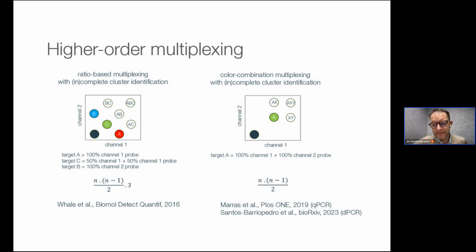I already talked about higher order multiplexing, where you can quantify more targets than you have fluorescent detection channels. Different strategies are possible to do so. You have amplitude-based multiplexing, but more recently you have ratio-based multiplexing, depicted on the left, which is beautifully summarized in Alexandra Whale's review paper in BDQ in 2016. And you have color combinations, which were originally published or shown to work for quantitative PCR, but now a very beautiful paper from the Stilla team, which I think is still pending review, but the preprint is available, shows how to do so, and how we can really leverage the multiplexing capabilities to a higher level.